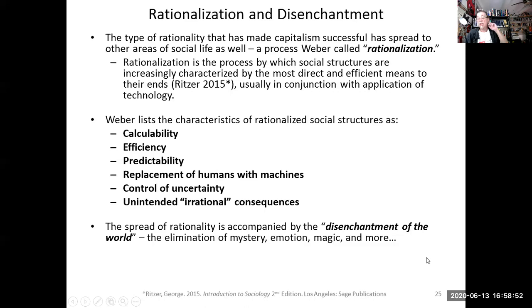So, disenchantment: the elimination of mystery, emotion, magic. Weber didn't think rationalization was a total positive. He thought we were losing a lot. Now, granted, a lot of what we were losing may have been, in the eyes of some people, pagan rituals, pagan beliefs that were better off gone, or irrational explanations for the movement of the planets and the development of thunderstorms. It wasn't Zeus throwing lightning bolts anymore.